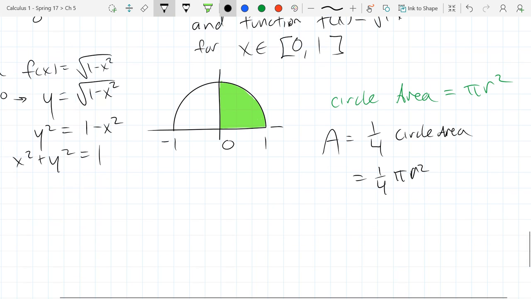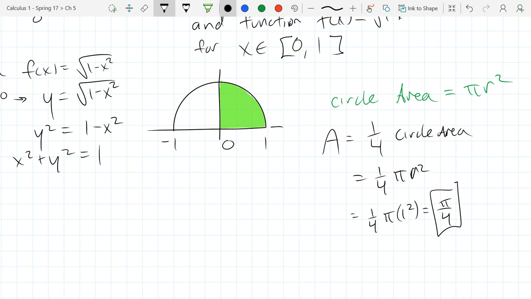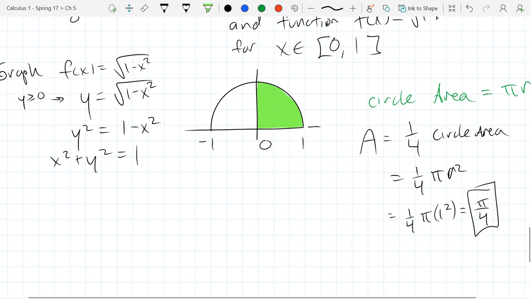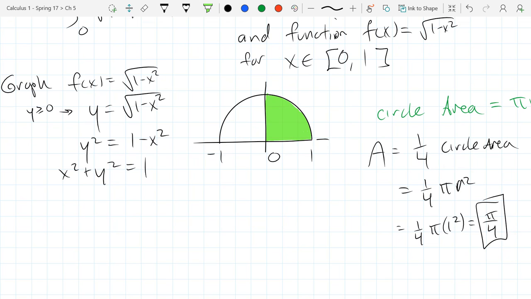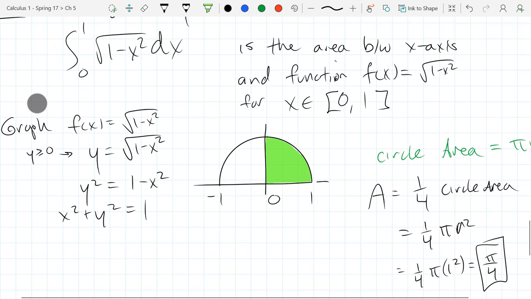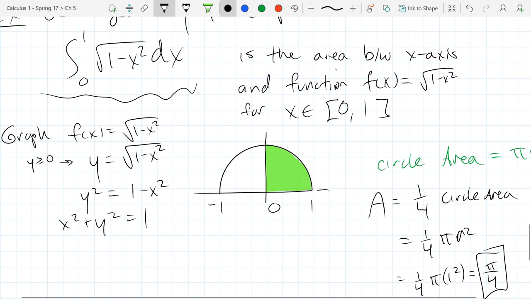And what is the radius? Radius is 1. We get that unit circle. So area is pi over 4. So we didn't actually do calculus other than, we only use calculus to determine what this actually means. It means area under the curve from one x value to another one. And once we knew what it meant, we used geometry to figure out what that actual value was.